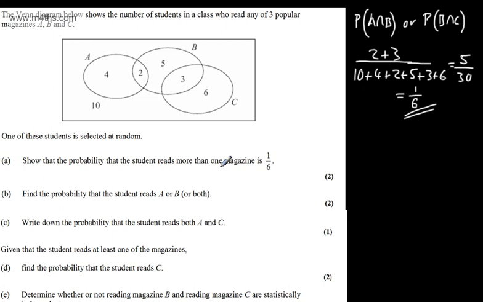In part B for 2 marks, we need to find the probability that the student reads A or B or both. So all we're doing is looking at this ellipse and this ellipse. So I'm going to put 4 plus 2 plus 5 plus 3, and we're going to divide that by the total number of students, which is 30. So that gives me 14 over 30, which if we wanted, we could write as 7 over 15, dividing numerator and denominator by 2. I've simply added them up and divided by the sum of the students.